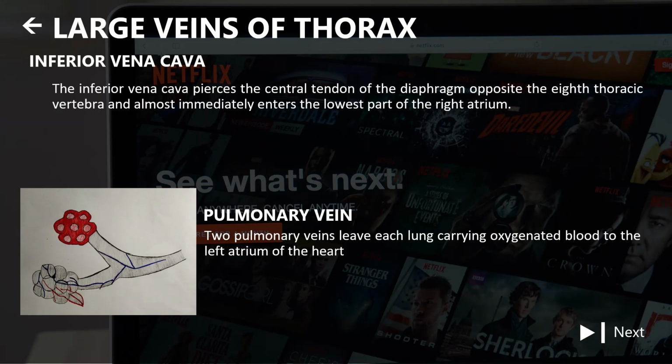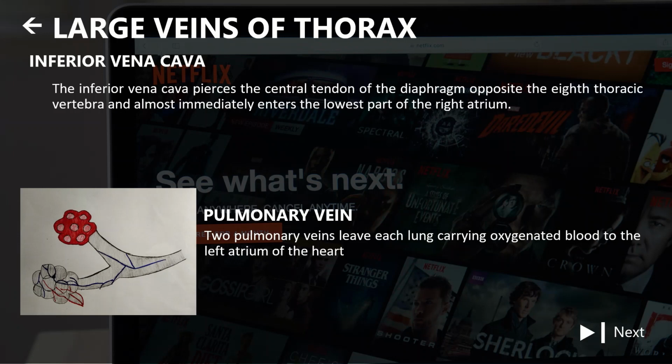Oh no, it's not. Here you can see the inferior vena cava. The inferior vena cava pierces the central tendon of the diaphragm, opposite the eighth thoracic vertebra, and almost immediately enters the lowest part of the right atrium. I'm going to give a simple definition of the vena cava and its function. The inferior vena cava carries blood from the legs, feet, and organs in the abdomen and pelvis. The vena cava is the largest vein in the body.